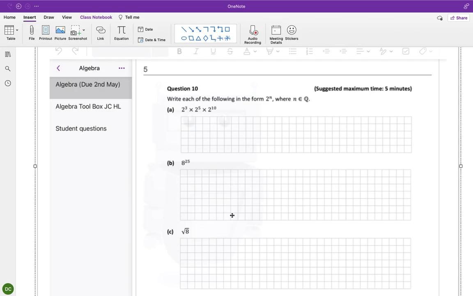Here on indices. Write each of the following in the form 2 to the power of n, where n is an element of Q, and Q is the quotient. Oh my god, what are they called? Rational numbers, fractions.